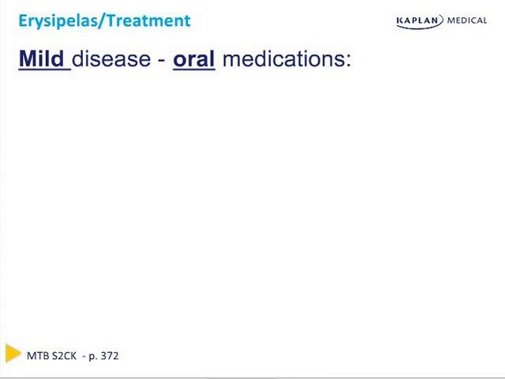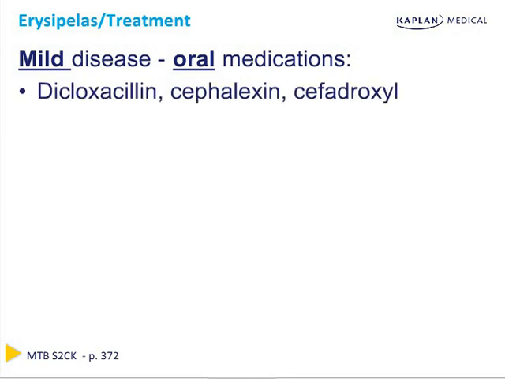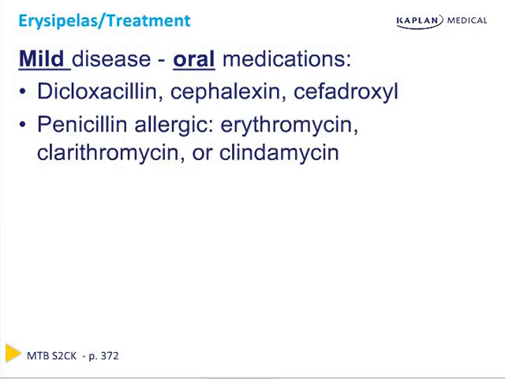Mild disease gets oral medications. Mild means no major leukocytosis, no fever, no hypotension, just skin infection only. And the oral antibiotics for staph and strep are oxacillin, cloxacillin, dicloxacillin, and ampicillin. Cephalexin, sometimes called Keflex, and cefadroxil are other forms of oral cephalosporin. Penicillin allergic patients can be treated with erythromycin, clarithromycin, and clindamycin. This is especially true for people with life-threatening penicillin allergies, like anaphylaxis.